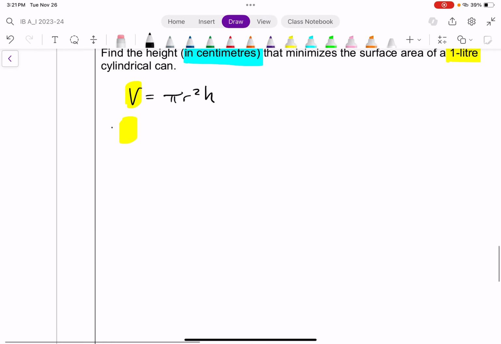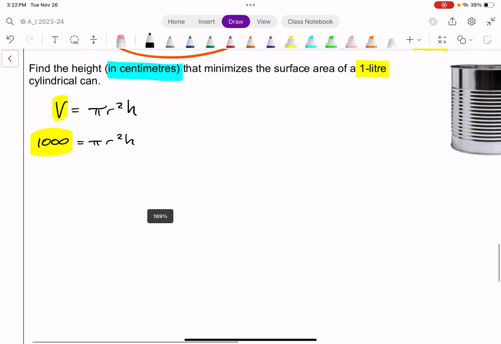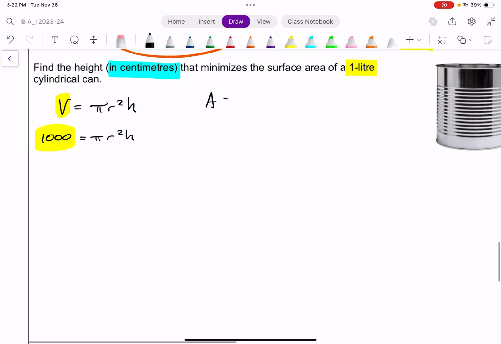So I know that 1,000 equals pi r squared h. Keep in mind, this is not the function I'm trying to minimize or maximize. This is the volume, which is always going to equal 1,000. It's the surface area that I want to minimize.